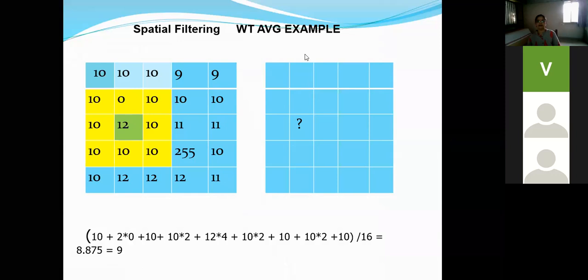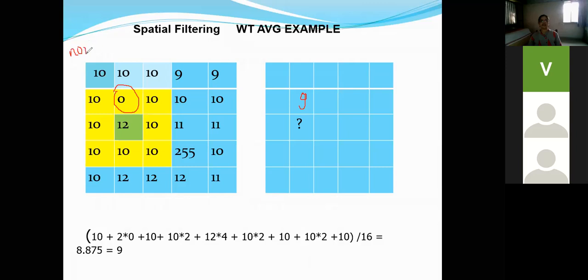Okay, so here you will get a new value, which is 9. So now this 0 will be replaced by 9 in the enhanced image. Here I would like to explain one important point related to this image. This is a small 5 by 5 image. Now this 0 value represents noise in the image.